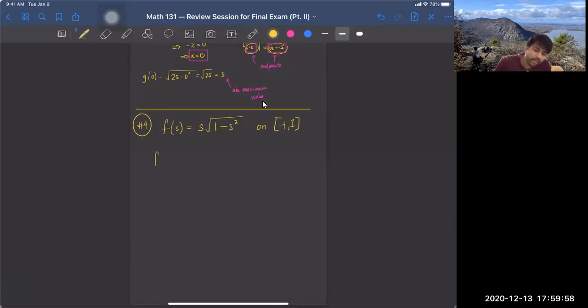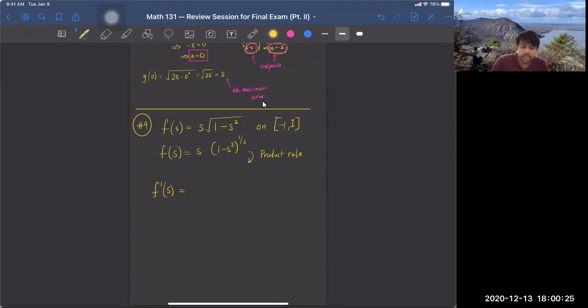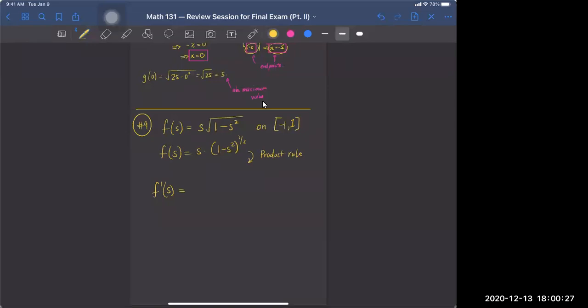I have to figure out first the critical numbers. And the critical numbers here would be what? I would have to first find the derivative. Let me just rewrite this as 1 minus s squared to the 1/2 power. So when I take the derivative, what do I do? I apply the chain rule, the product rule. So I first take the derivative with respect to s, right?